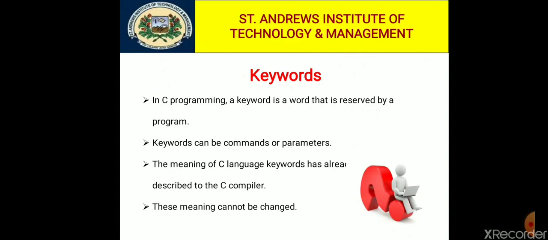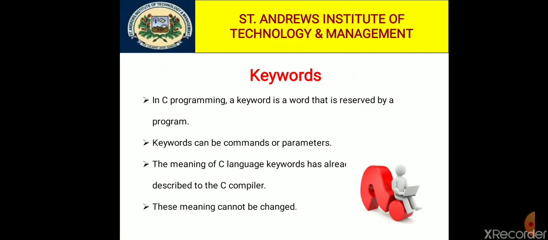Keywords are part of the syntax and they cannot be used as an identifier, because identifiers are user defined and keywords are predefined, or we can say reserved words. So keywords can be commands or parameters. Every programming language has a set of keywords that cannot be used as variable names.